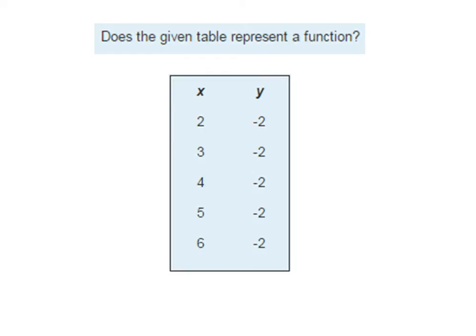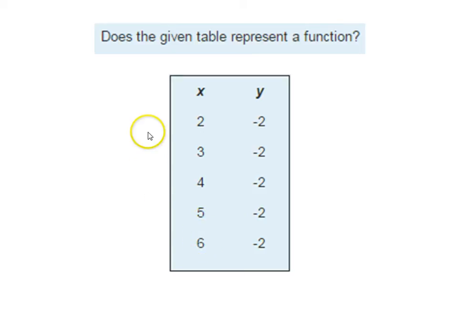But since I put in 5 twice and I get out two different things, it is not a function. This one here might look like it's not a function because we see a whole bunch of negative 2's here. But notice all of our inputs here, none are the same. I put in 2, I get out negative 2. I put in 3, I get out negative 2. I put in 4, I get out negative 2. None of these inputs are duplicated, unlike that last example.